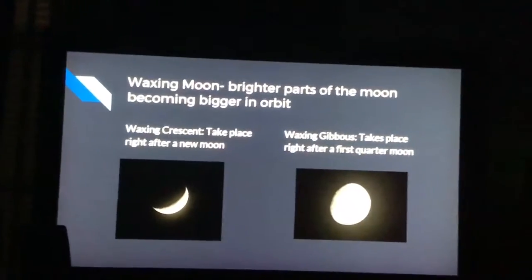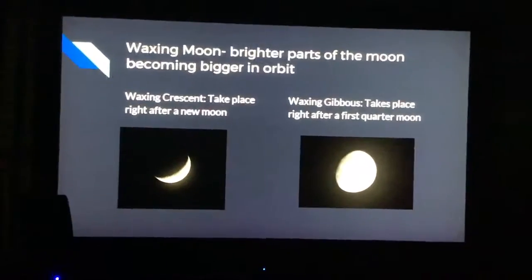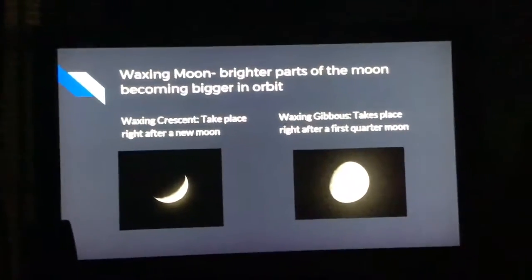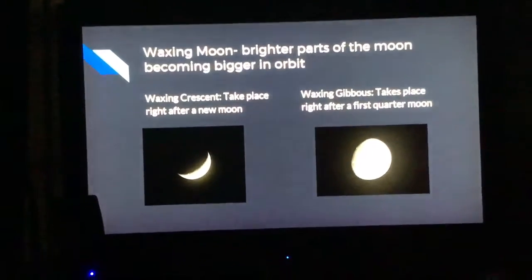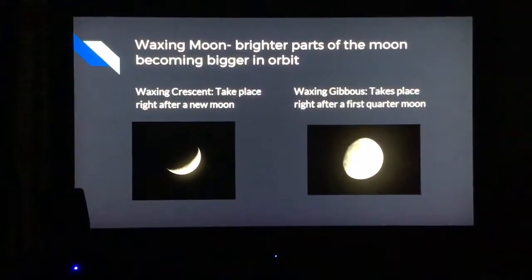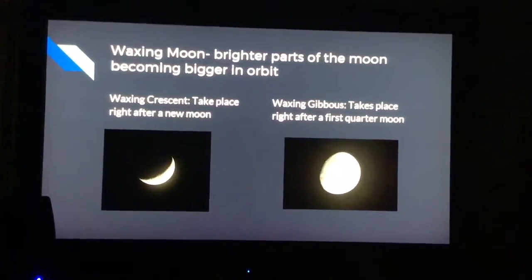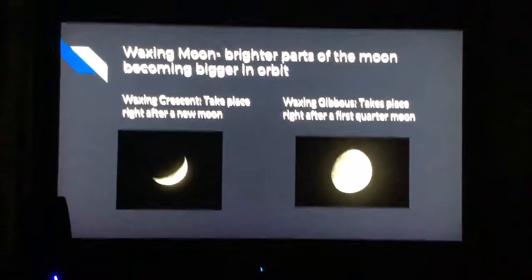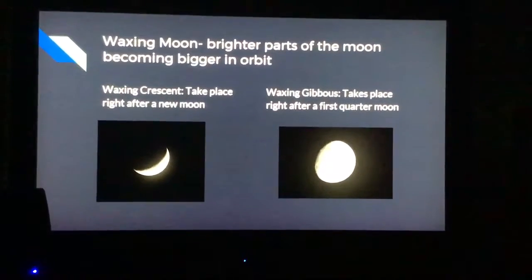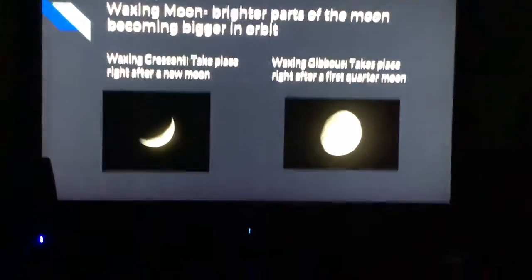A waxing moon, always remember this, because there are two on each part of the cycle, two waxing and two waning. The bright part of the moon is getting brighter during the orbit. So this is right after a new moon, which is the first stage. If you see it, it's like the perfect kind of moon, what we all know in books. It's getting ready to get bright, and the darkness is kind of moving out of its way.